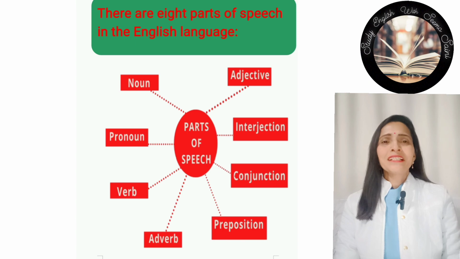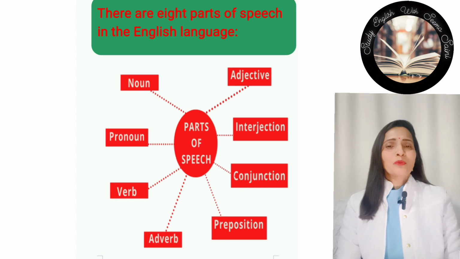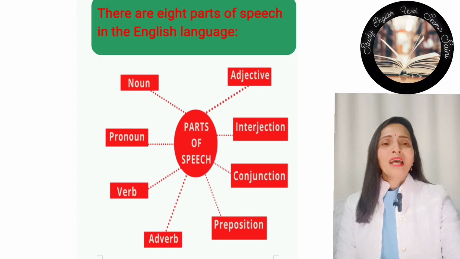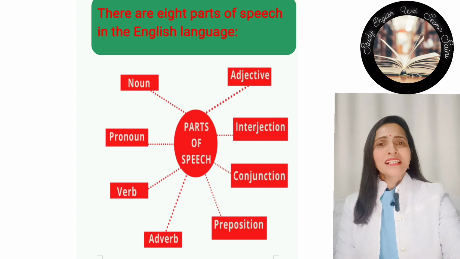So students, today we will discuss types of parts of speech. Let's start with the 8 parts of speech in the English language. These are noun, pronoun, verb, adverb, adjective, interjection, conjunction and preposition. So let's discuss one by one.